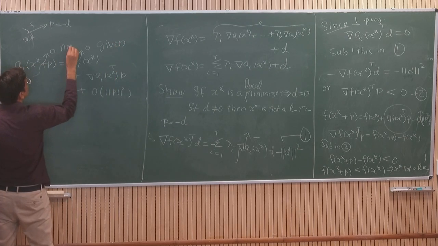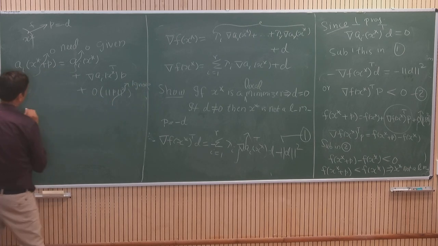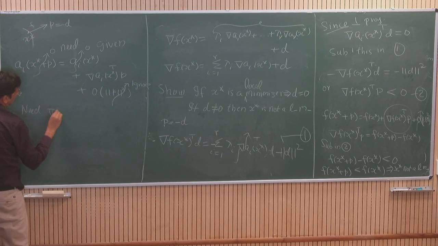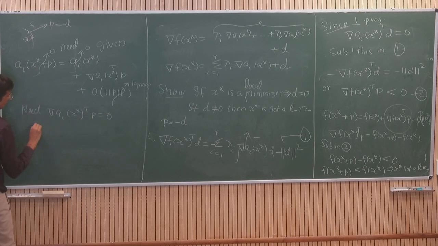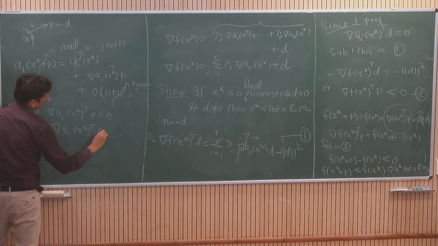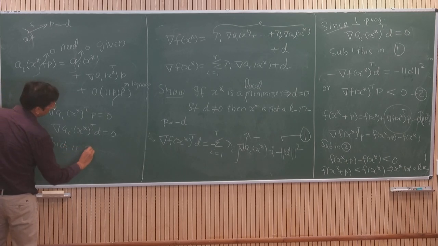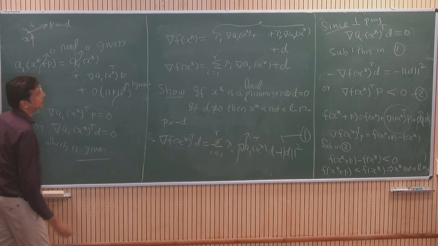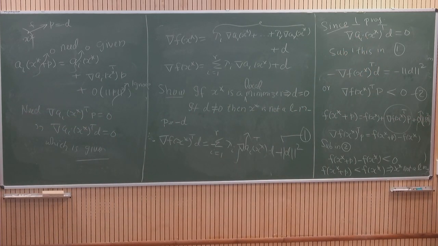This we need to be 0, and if we ignore the higher order terms, we need the gradient of ai of x star transpose p to be 0, or we need the gradient of ai of x star transpose times d equal to 0, which is given. The orthogonal projection is ensuring that. Is everybody with me? Comfortable?